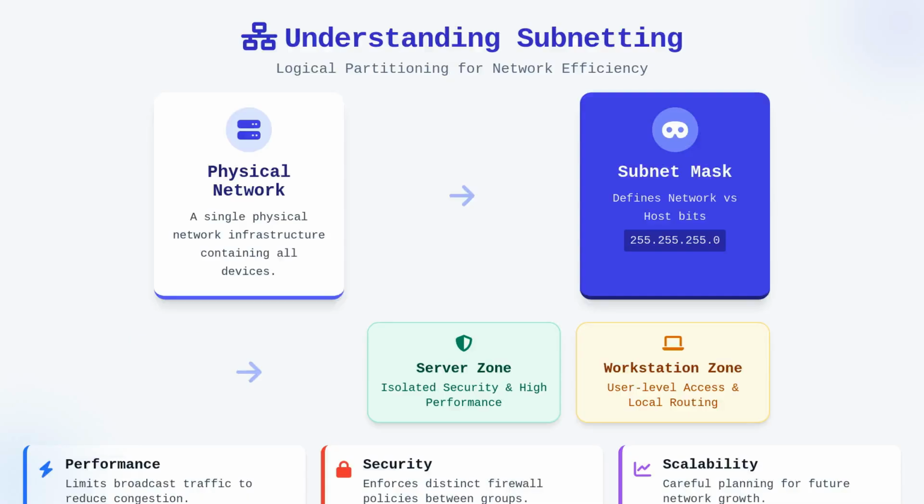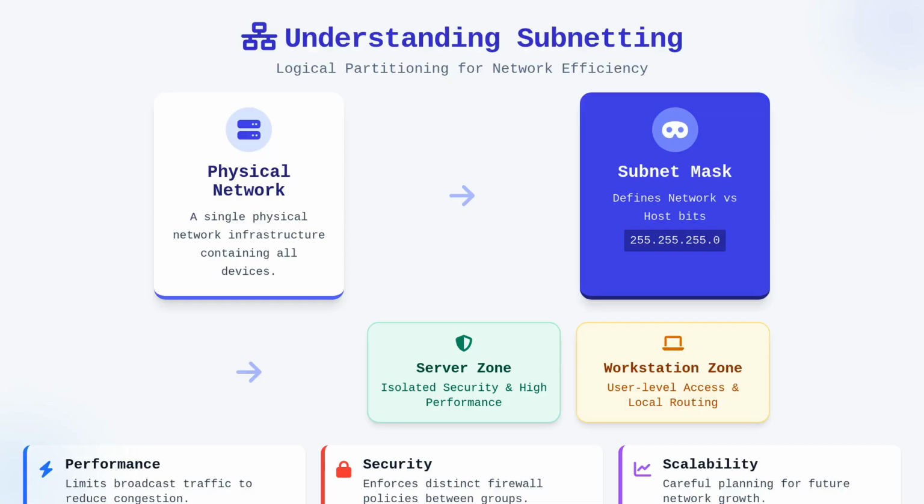Subnetting serves as the logical tool we use to partition a single physical network into smaller, more efficient broadcast domains. By applying a subnet mask, we essentially tell the network hardware which bits of the IP address belong to the network and which belong to the individual host. A typical subnet mask like 255.255.255.0 effectively hides the last 8 bits from the network layer to focus on host identification.